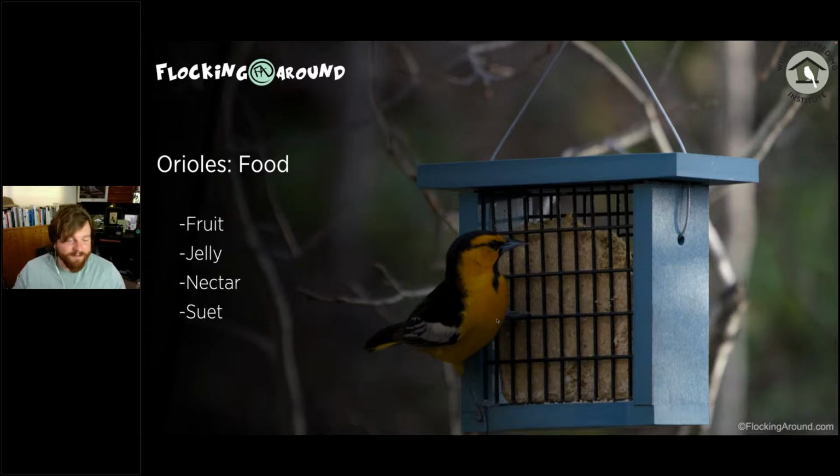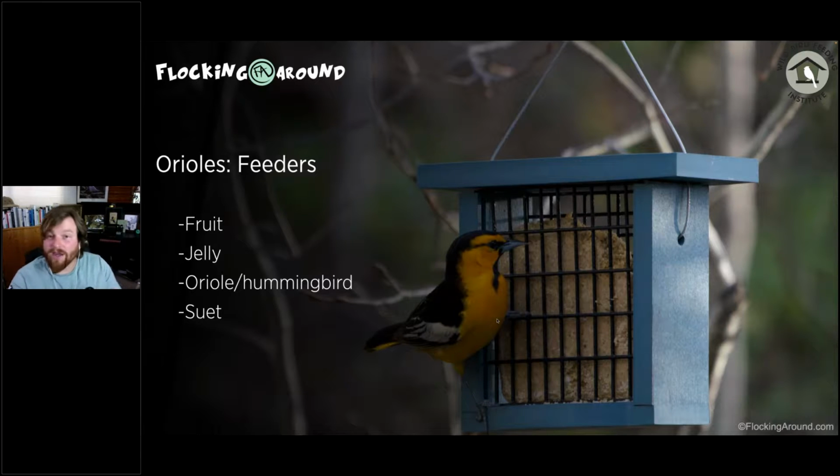With orioles, their food is fruit and jelly, and just the regular grape jelly can work. When I say fruit, cut oranges in half, and you can just nail them to something, and the orioles will come in and just sit on the orange and eat it. They love it. You can make nectar for orioles as well using an oriole nectar feeder. And then I also get them at suet quite a bit. You can see this one here. It's actually eating one that has pieces of dried orange in it, and they love coming into this one quite a bit.